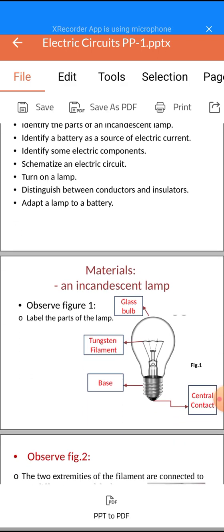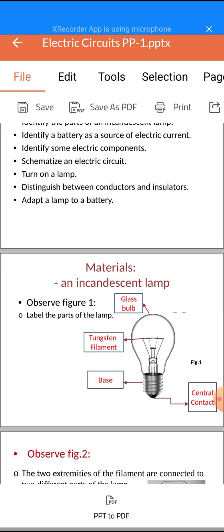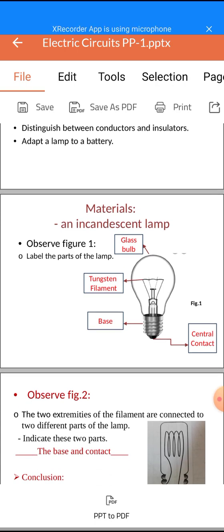So let's start with the parts of an incandescent lamp. We know that the incandescent lamp has four main parts: the glass bulb, a tungsten filament, and the two terminals, the base and the central contact. Here we labeled the parts on the figure.